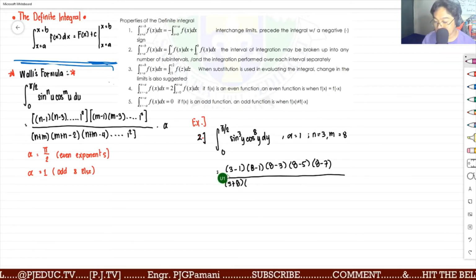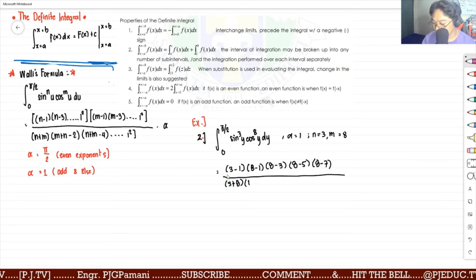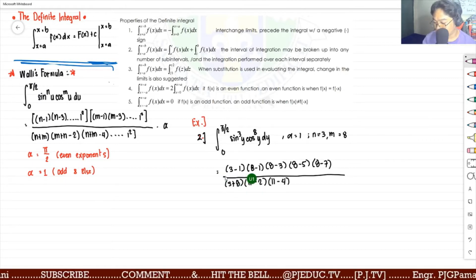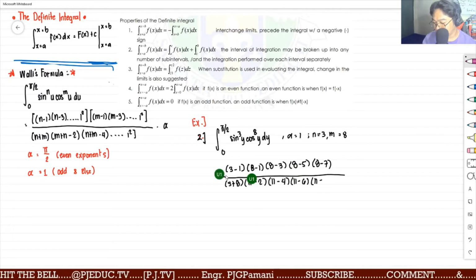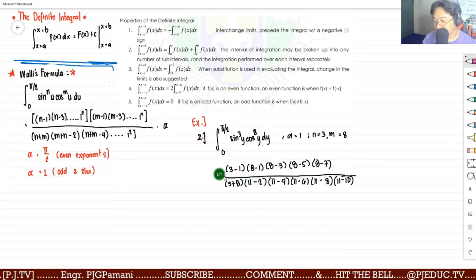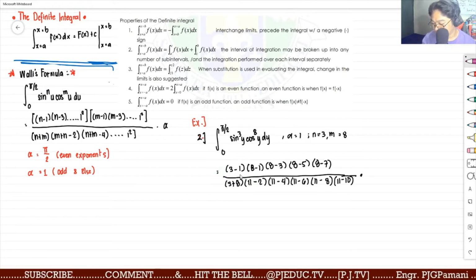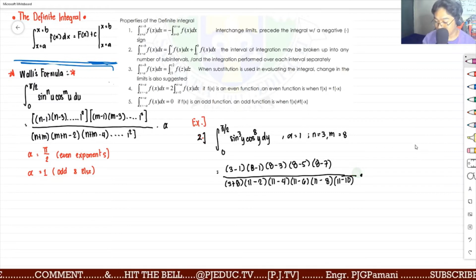Then, 3 plus 8, what is 3 plus 8? 11 minus 2, 11 minus 4, 11 minus 6, 11 minus 8, and 11 minus 10. Huwag na yung 11 minus 12, dahil magiging negative na yon. So, mag-end ka sa 11 minus 10.